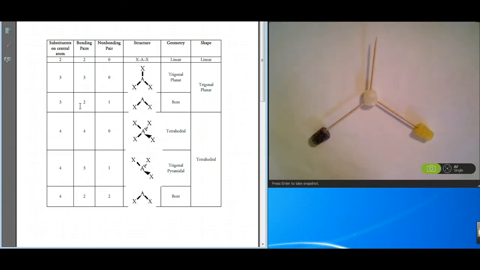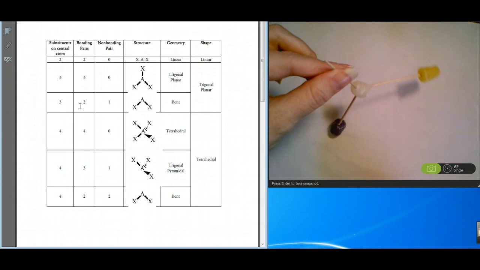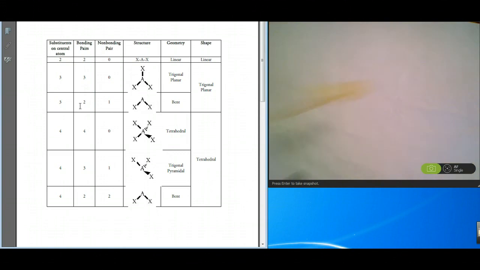But what do I notice? I notice that only 2 of those bonds have a substituent on it. The third one has nothing. So in this case, we notice this is bent. And if you kind of hold it up at an angle and look at it, you see that it's bent right here. Now, just like in the one we did before, what if we have a double bond?